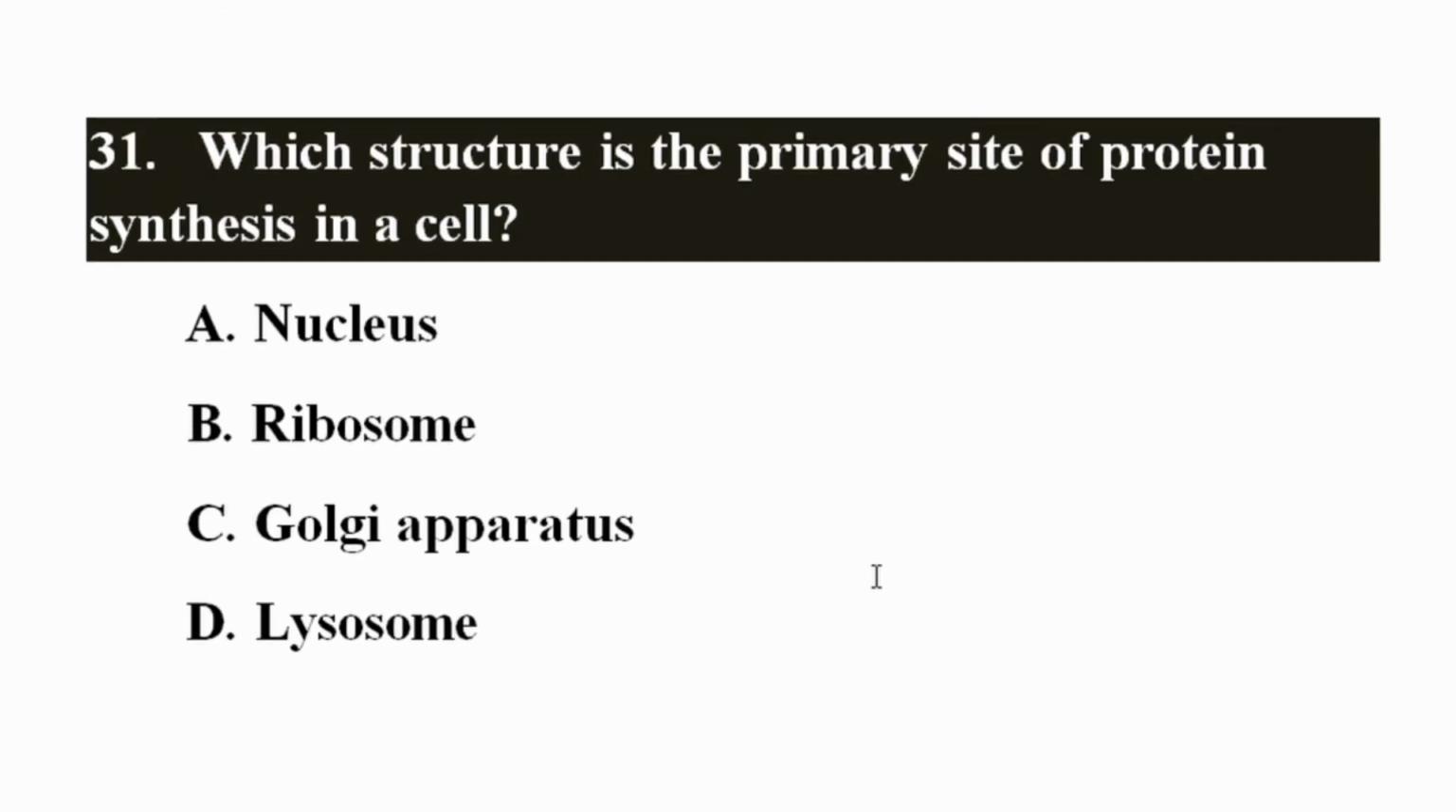Which structure is the primary site of protein synthesis in a cell? The right option is Beta, ribosome. Ribosomes synthesize proteins by translating genetic information.